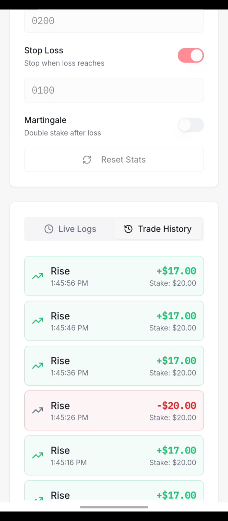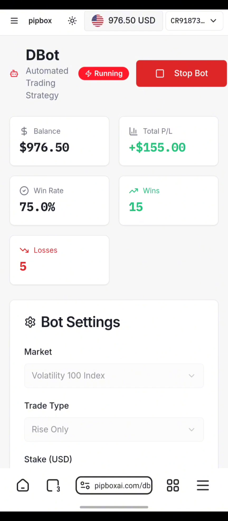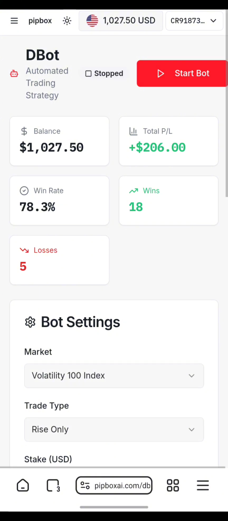Okay, and we are up in profits, guys. We are up in profits and almost hitting our take profit of 200 USD. And we are almost hitting our target of 1000 USD. So it is exactly like 30 minutes now. It has taken me like 30 minutes to flip my $100 to 1000 USD.